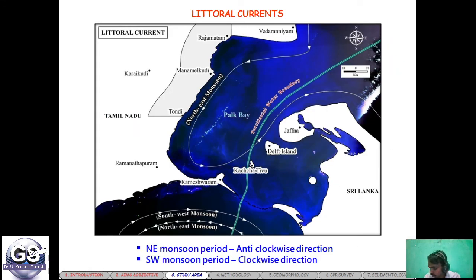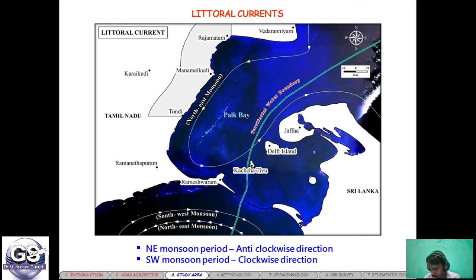Littoral current is generally in a clockwise direction in the southwest monsoon and anti-clockwise in the northeast monsoon period. A peculiar pattern of littoral current was noticed within the Palk Bay region.